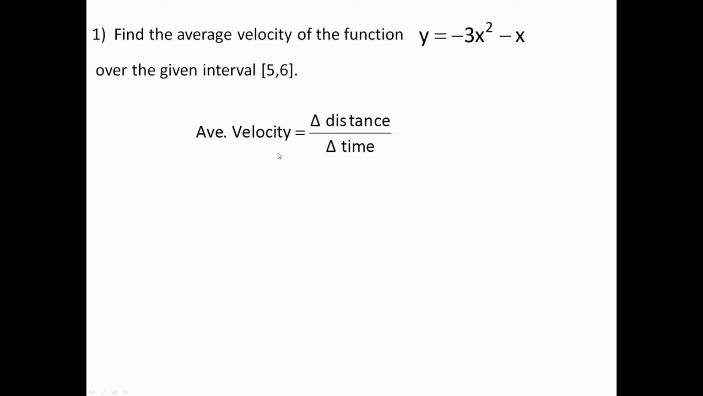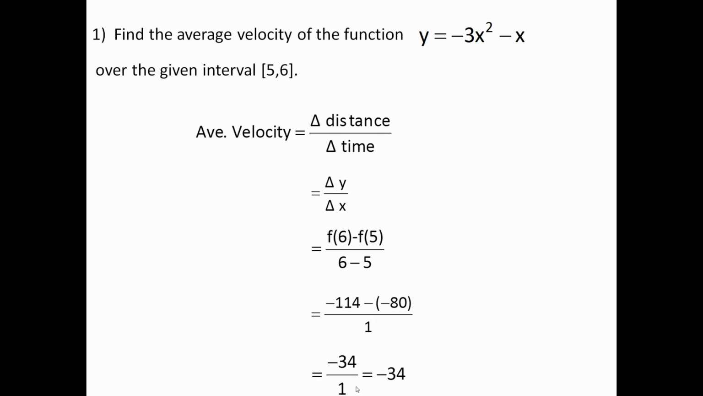So we're still using the same idea of change in distance over change in time, which is the same as a change in y over a change in x. It's really the slope of the secant line through these 2 points. So the change in y over this interval will be the function at the upper bound subtract the function at the lower bound over the difference in the x values. And if you just do the substitution into the function, you should get this result. And then, of course, when you do the arithmetic, you should get -34.